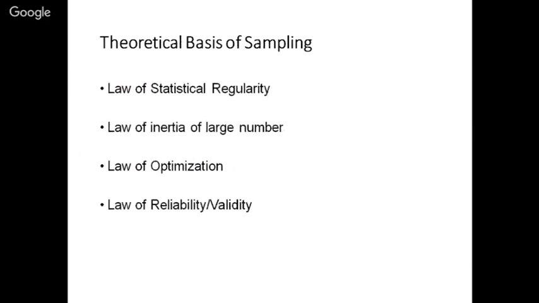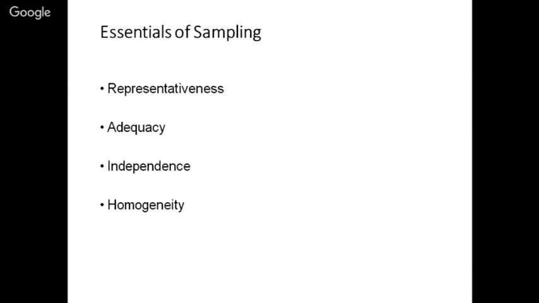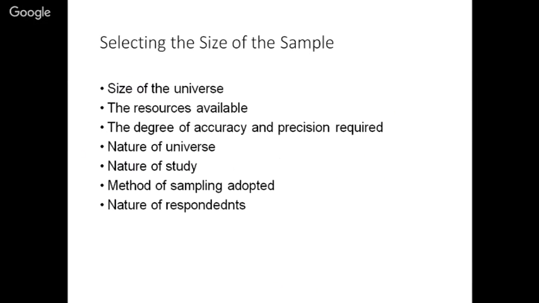Sample size depends upon the size of the universe and upon the resources available. If the size of the universe is large, the sample size will be large. If the size of the universe is small, the sample size will be taken as small by the researcher. If a large number of resources are available to the researcher, the sample size will be large, depending upon the availability of the resources.